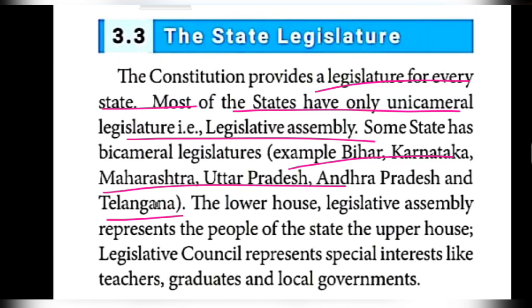The next one, legislative assembly. Already I told in the last class itself, children, the legislative assembly is the lower house, representing the people of the state. The upper house is the legislative council. Legislative assembly members we elect on the basis of universal adult franchise, by casting our vote. At the same time, the legislative council members are elected by the assembly members.